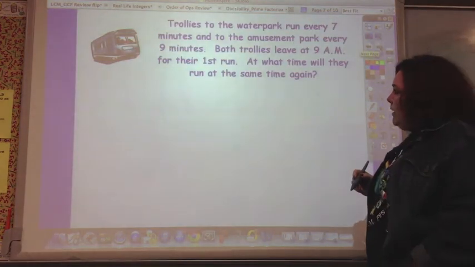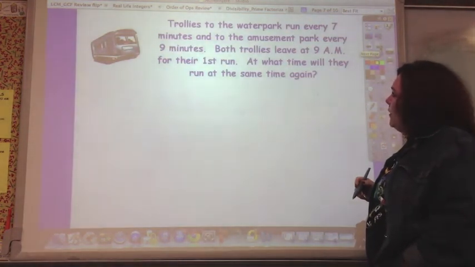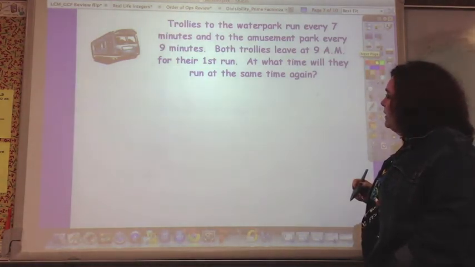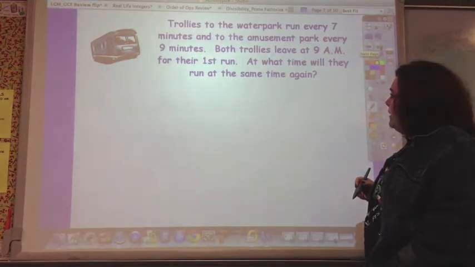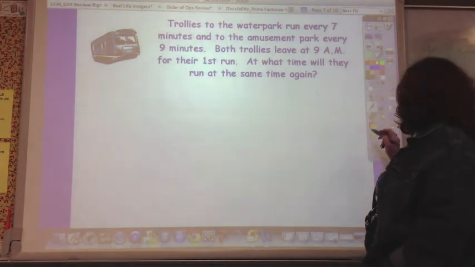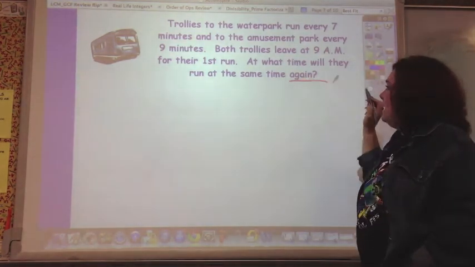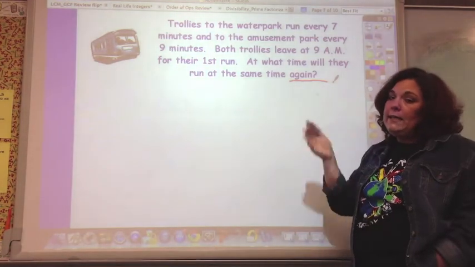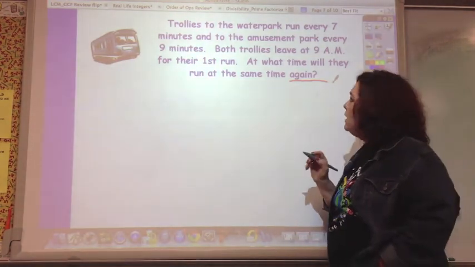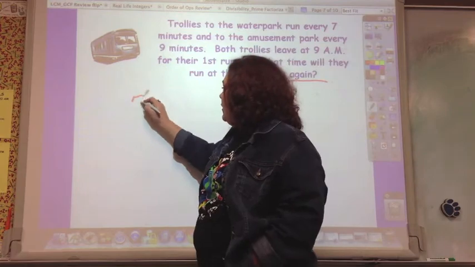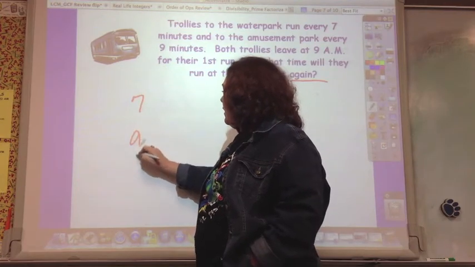So this is one, it says trolleys to the water park run every 7 minutes and to the amusement park every 9 minutes. Both trolleys leave at 9 a.m. for their first run. At what time will they run at the same time again? The key word is again. So they're starting and they're running and they're going to catch up at some point. And so we have to look at the next time.